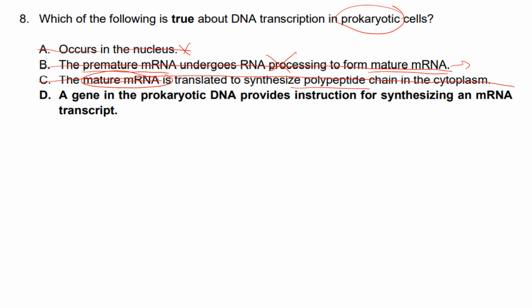For statement D, a gene in the prokaryotic DNA provides the instruction for synthesizing an mRNA transcript. So this one is correct. This is just a simple statement where the DNA from the prokaryote, which is a segment of the DNA called a gene, is used to synthesize mRNA during transcription. So statement D is correct.